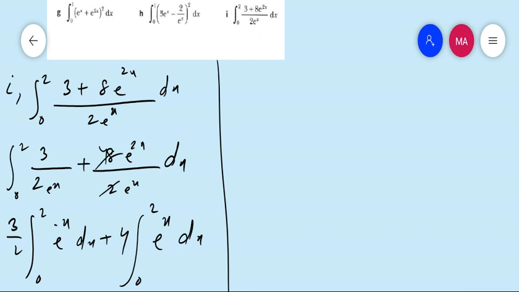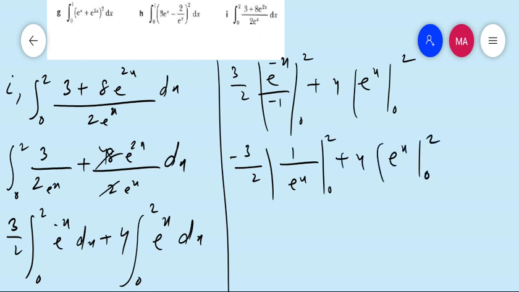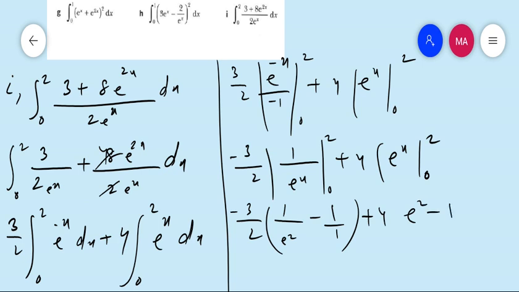Now integrate e⁻ˣ: integration is e⁻ˣ upon minus 1, limit 0 to 2, plus 4eˣ integration is eˣ, limit 0 to 2. Minus goes outside, minus 3 upon 2 e⁻ˣ becomes e power x, limit 0 to 2, plus 4eˣ 0 to 2. Applying limit, 1 upon e² minus 1 upon e⁰ is 1, plus 4(e² minus 1).